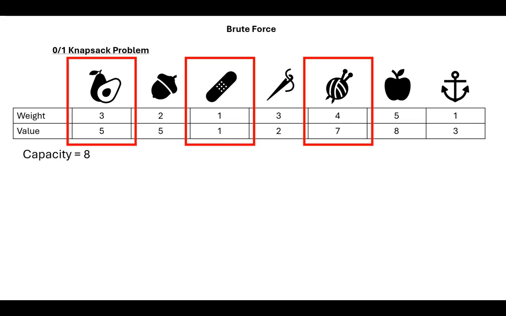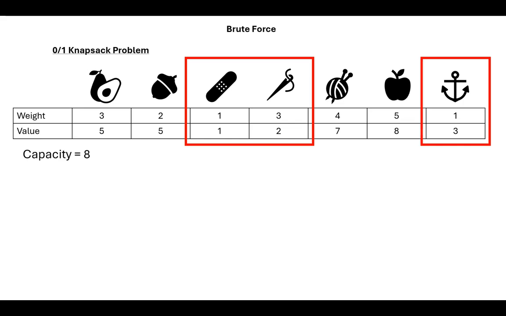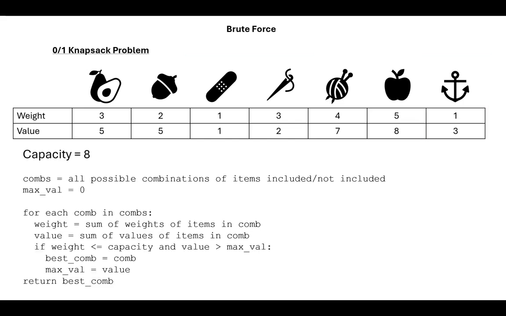We might decide we will take the avocado, band-aid and the knitting needles, using our capacity of 8 and giving us a value of 13, or we might decide to take these three things, which only has a weight of 4, so we would try and do a bit more, and has a lower value as well. When we're doing this, every item is either taken or it's not taken. So that means we have 2 to the power of the number of items to consider, that number of combinations.